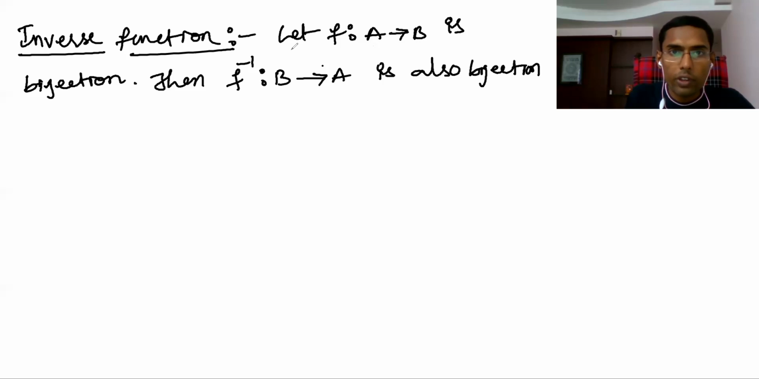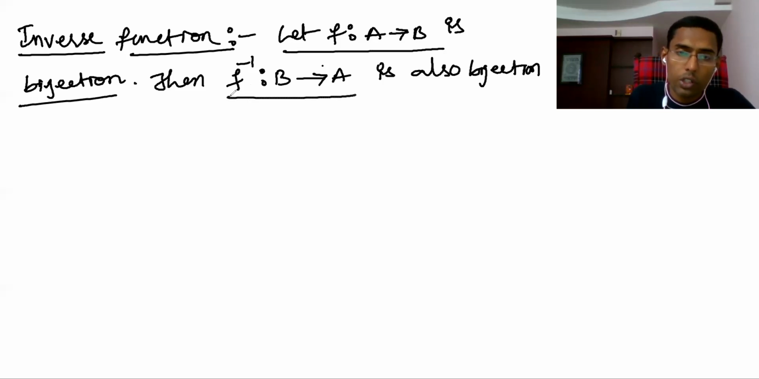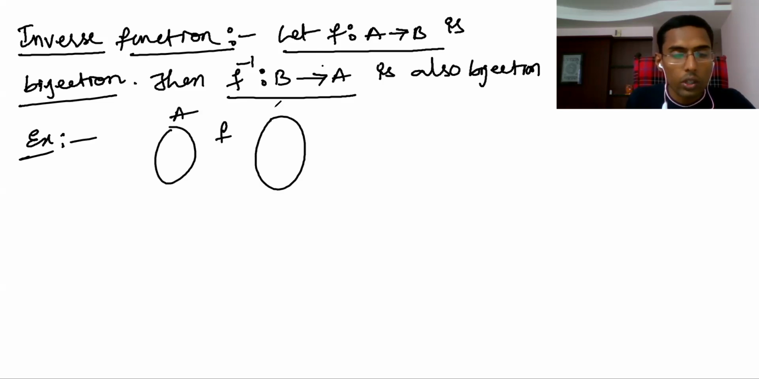Now f is a function from A to B. Let's say it is a bijection. Then f inverse is also a function. So here, let's take an example. Generally, let's say this is a function from A to B. This is a function only. So A, B, C, D. Let's connect like this.